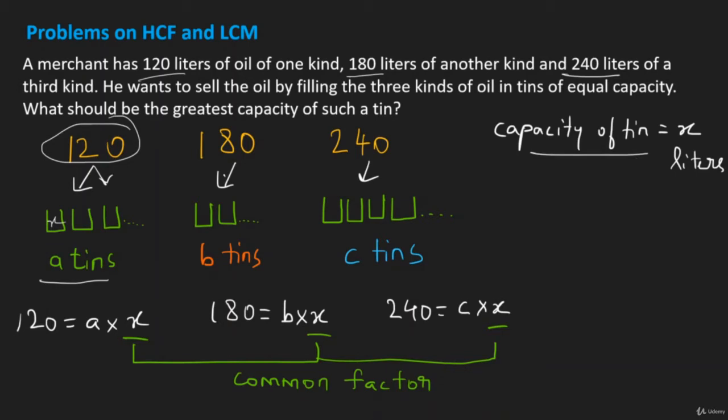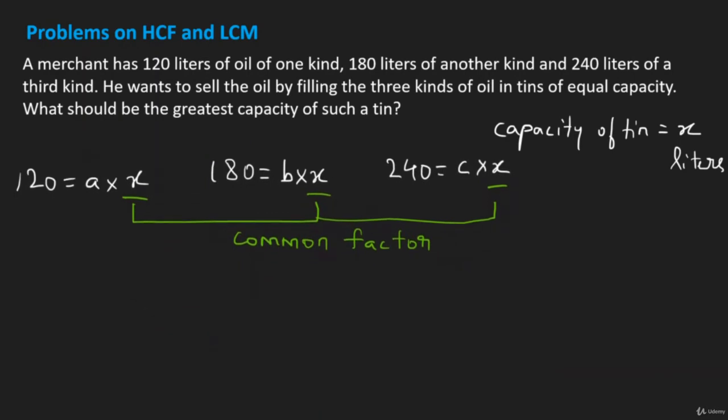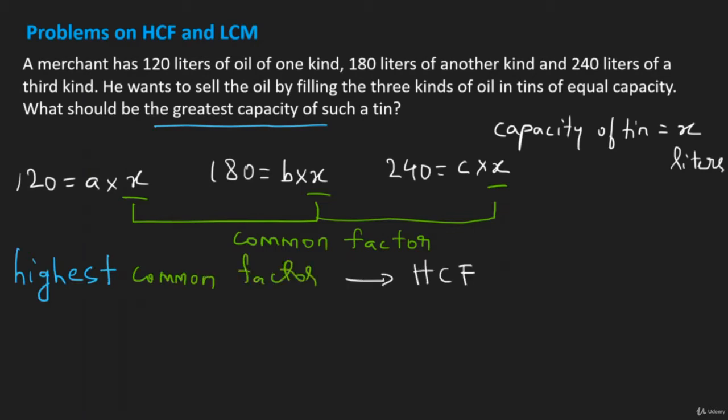So we have established that X, that is the capacity of the tin, is a common factor among 120, 180 and 240. Now it's also mentioned that the capacity of the tin should be the greatest possible capacity. Therefore, the question deals with the highest common factor, which is HCF, right? We have seen that it deals with the common factor, and because the question says greatest capacity, it deals with the highest common factor or the greatest common divisor. Now let's find the HCF of 120, 180 and 240.